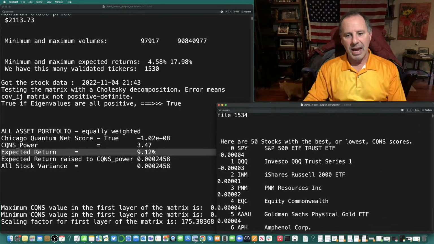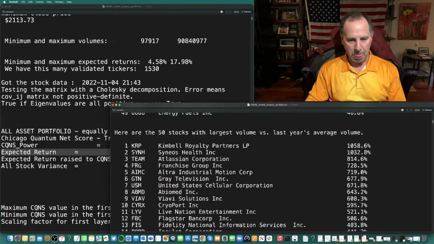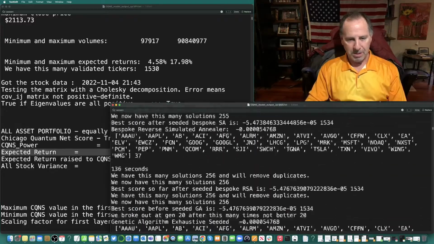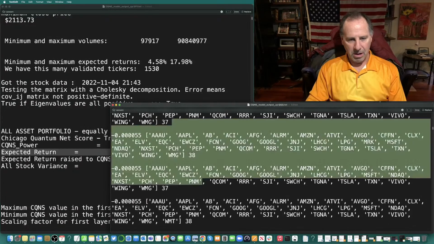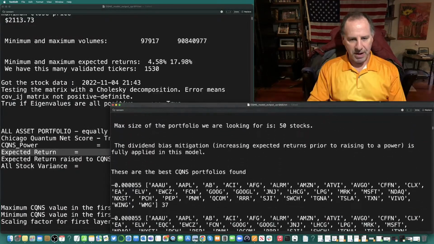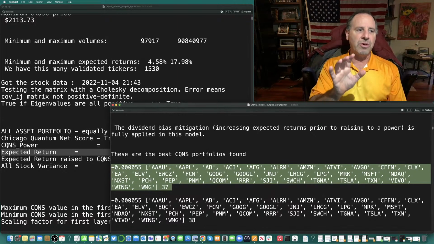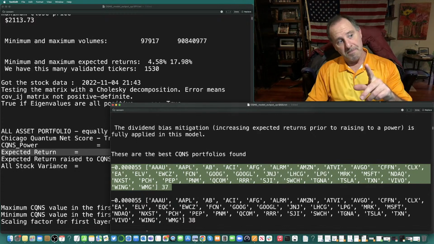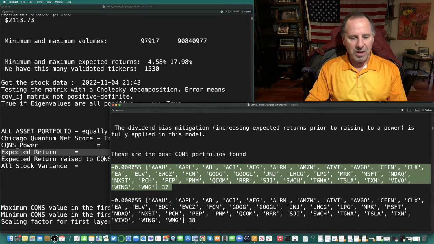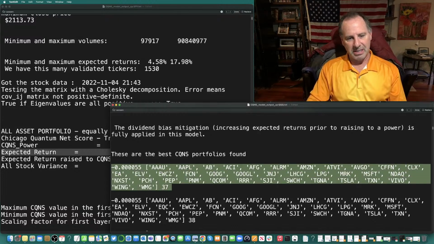So when we look at the answer, I'm just going to jump to the answer here for you. Please don't get agita from all this scrolling. Here we go. The best portfolio found has 37 stocks in it. The score is, and basically the score is always 0 for the whole market. So, negative is good. So, 55 ticks is your score for 37 stocks.